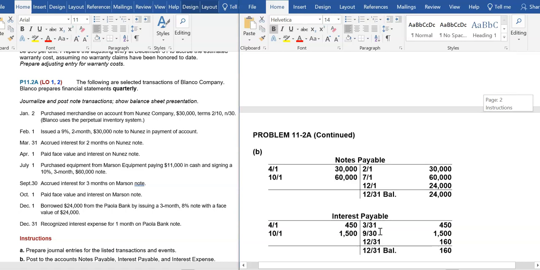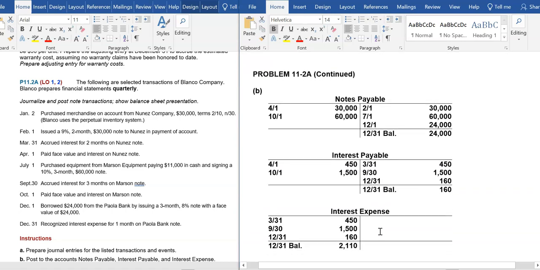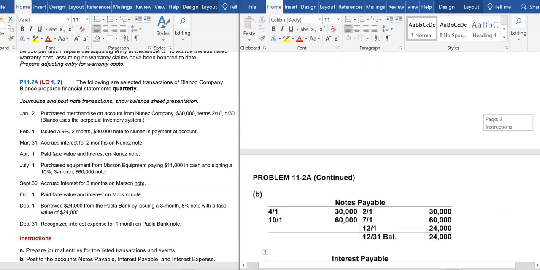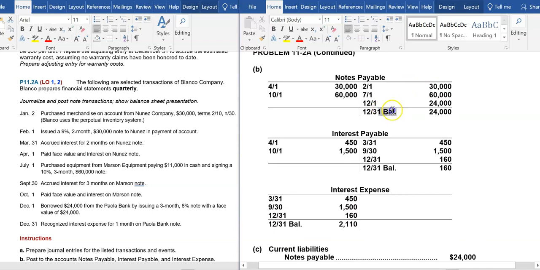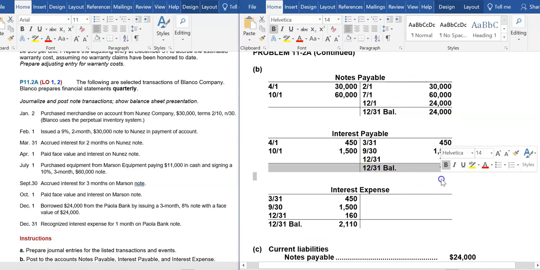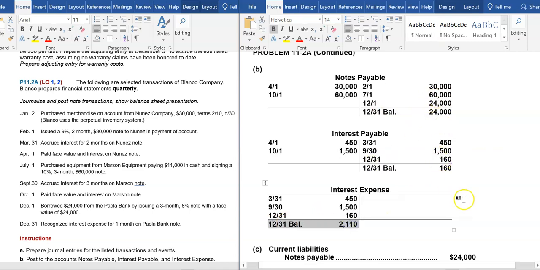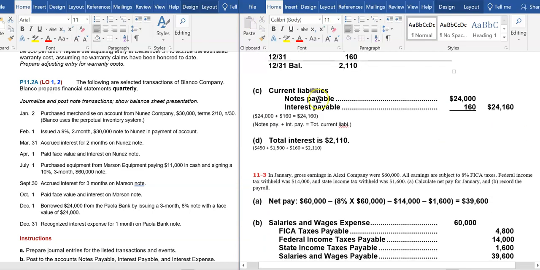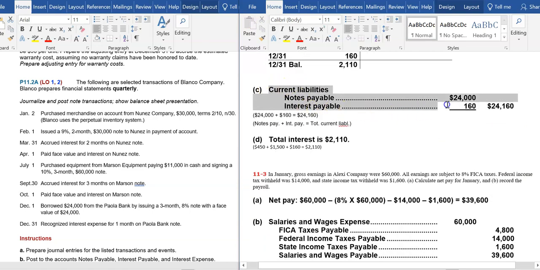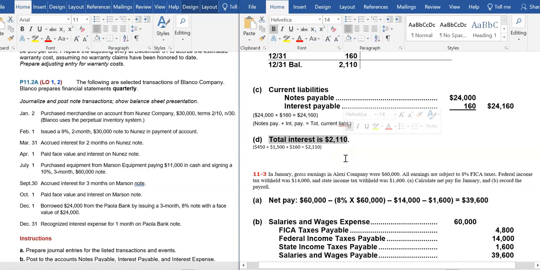If we were to now post all of those entries into the accounts affecting just the notes payable, interest payable, and interest expense. If I were to post all of those debits and credits that affected those accounts, I could calculate the ending balances in my 2 liability accounts and the amount of interest expense. The 2 liabilities would be reported on the balance sheet as current liabilities, and the interest expense would be recorded and reported on the income statement as an expense.